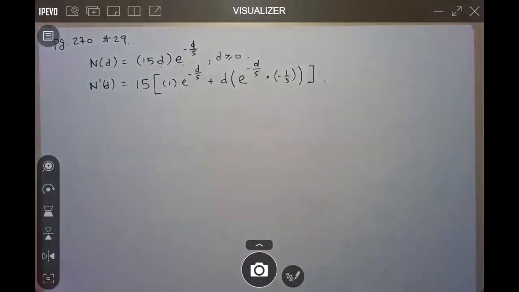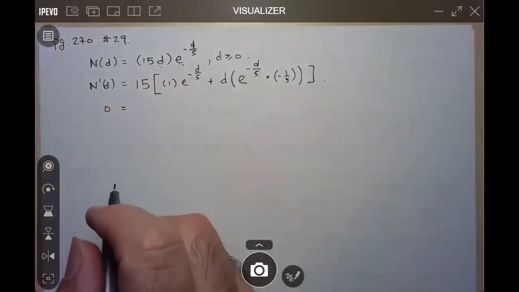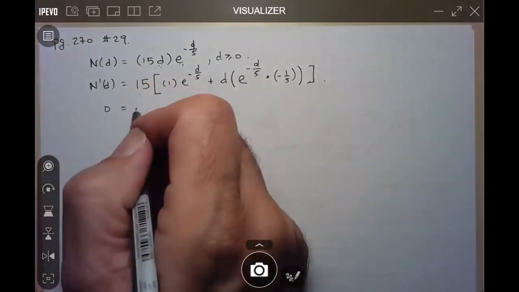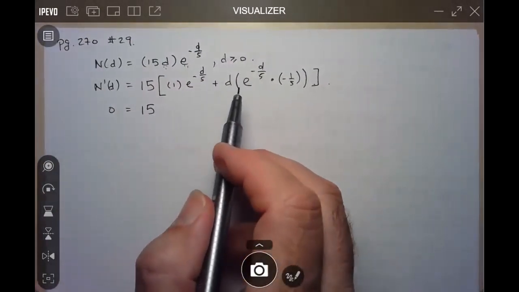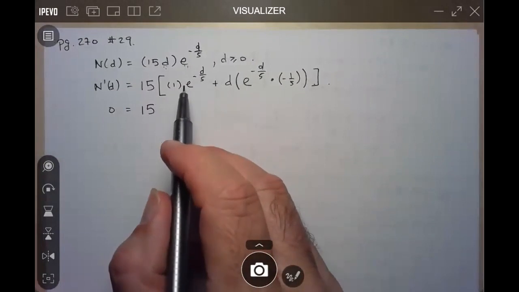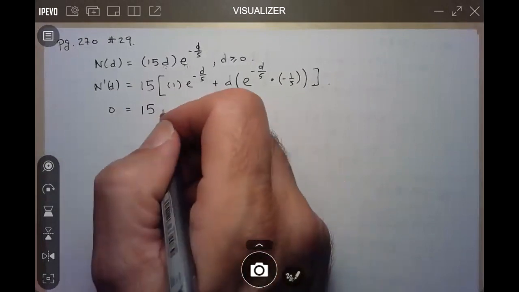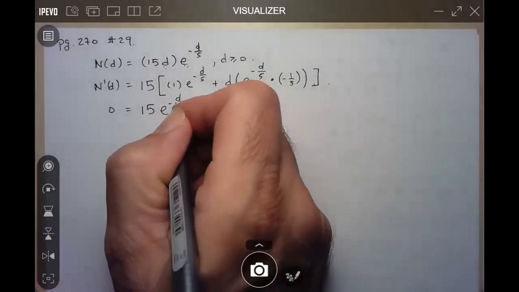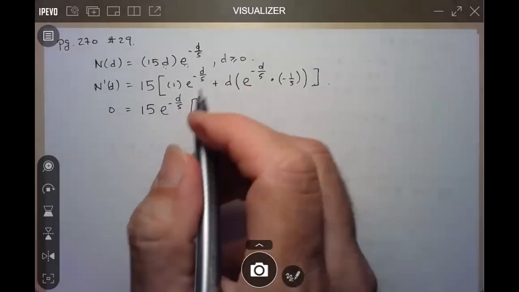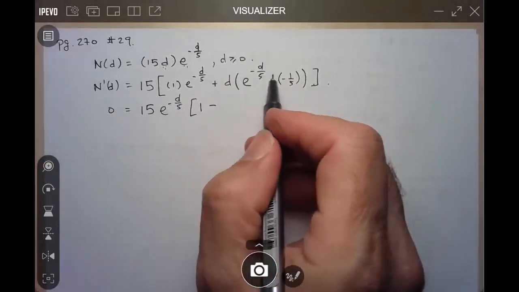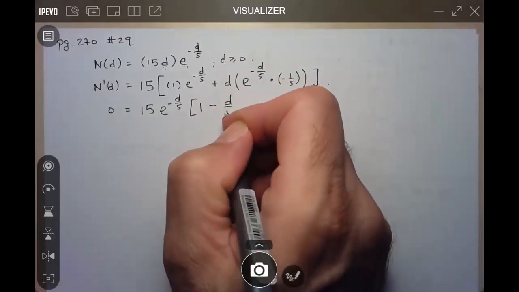Okay, and of course, what we want to do is determine when that derivative is equal to 0. Okay, so here I've got my 15. And I notice, again, this is a good trick that you always want to keep in mind, that there's a common factor between the first two terms. So I'm going to take out that e to the negative d over 5. And what are we left with here? Well, here we're just left with 1 and then minus the d and the negative 1 over 5. So the minus because of that subtraction. So minus d over 5.